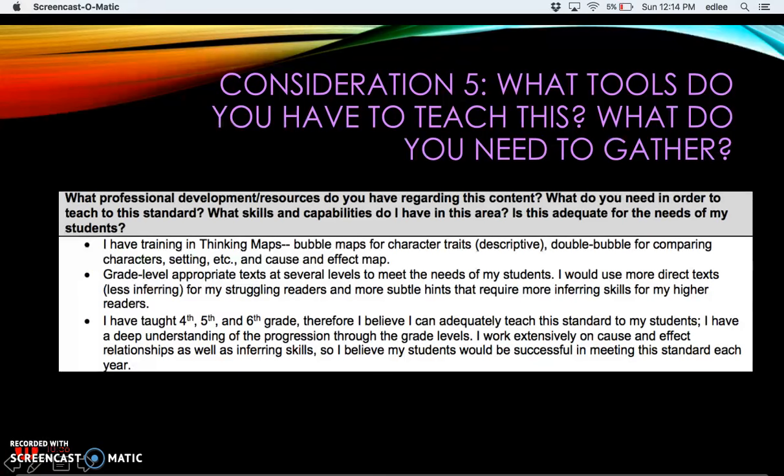Also, she notes that she's actually taught all 3 of these grade levels before and already understands some of this progression. She knows that she'll have to work more on cause and effect or inferring skills. So in this piece of consideration, you really think about what you know uniquely about yourself and your students and what you will need to plan for, get ready ahead of time, and anticipate.